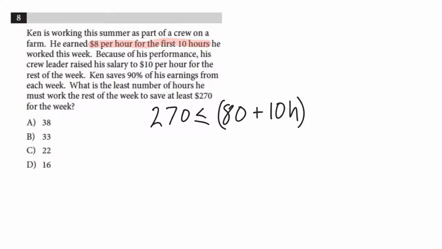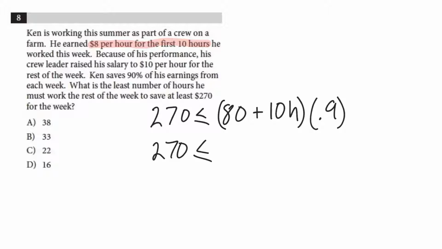Now he wants to save at least $270. So what we're trying to figure out here is not how much money he earns, but how much money he saves. And he's going to save 90%. Well, for 90% we would have to multiply by 9/10 to figure that out. Okay? So 270 is less than or equal to 9/10 of 80.